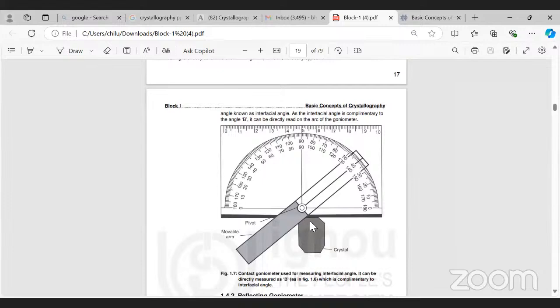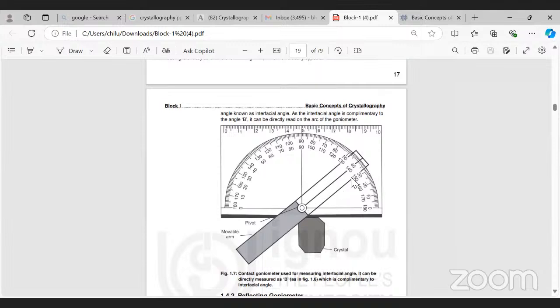If you are putting the crystal here, the angle between the faces of the crystal can be found. Here you can arrange the goniometer parallel to the surface of this plane. The scale has a movable arm, and you can arrange it along this face, and the needle shows the direction and angle.